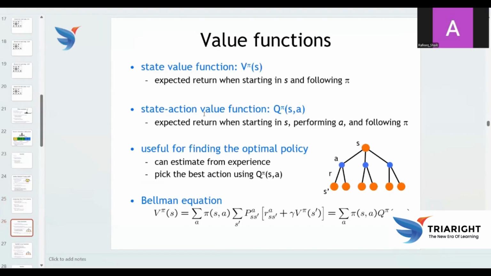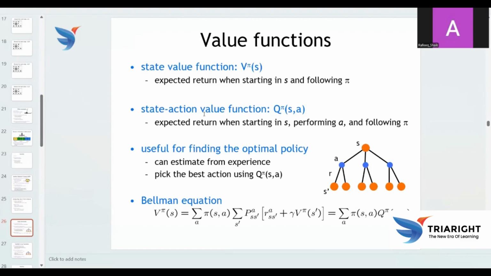So value functions: we have the state value function V, the expected return when starting in S and following policy pi. And the state-action value function, the expected return when starting in S, performing action A, and then following pi. We use it for finding the optimal policy.